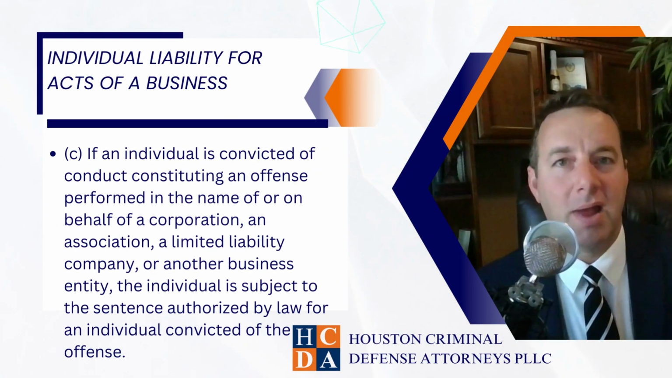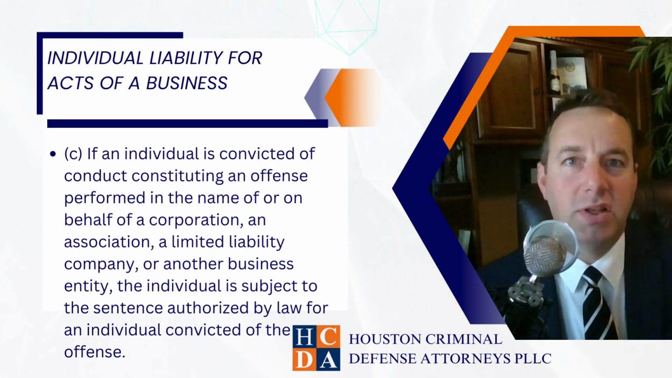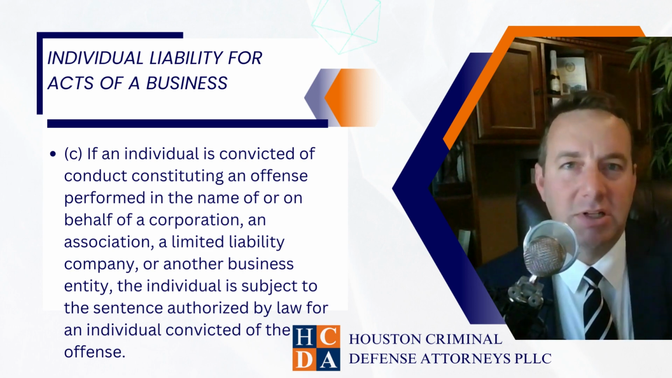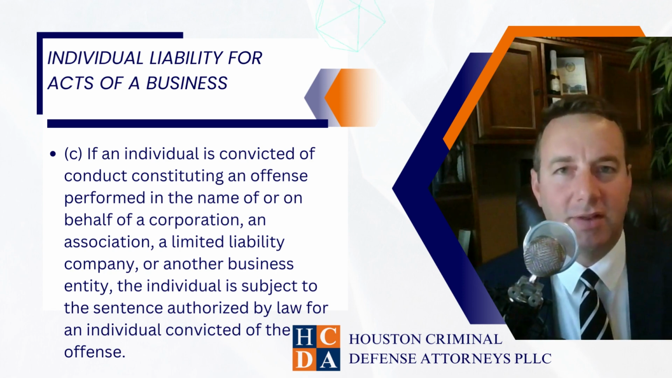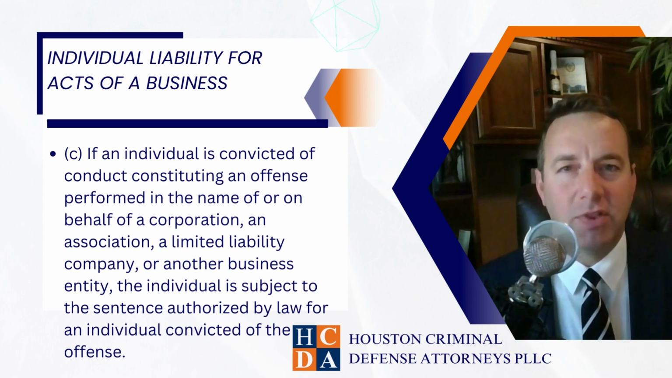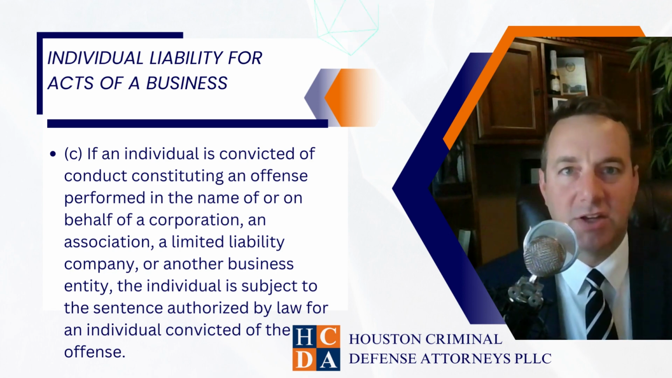Howdy, we're here to talk about Texas Penal Code 7.23. It has a much longer name, but this shorter name, I think, gets the point across. It's individuals' liability for the acts of a business. And it's got three subsections, A, B, and C.